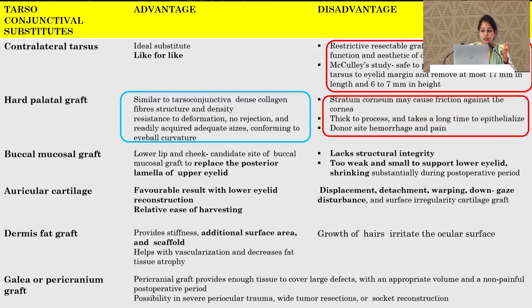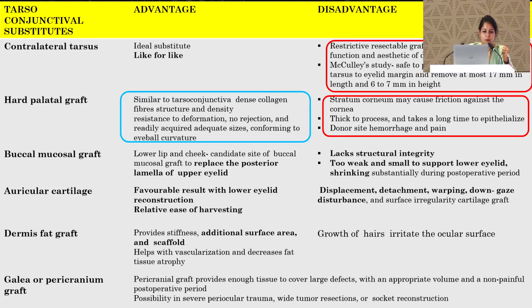But the disadvantage is the stratum corneum, which may cause friction against the cornea, and it is thick to process and takes longer to epithelize. Moreover, donor size, hemorrhage and pain are the threatened complications. The next one in the list is a buccal mucosal graft, which is harvested from the lip or cheek and used to replace the posterior lamella of the upper eyelid. However, it lacks structural integrity. It's too weak and small to support the lower eyelid.